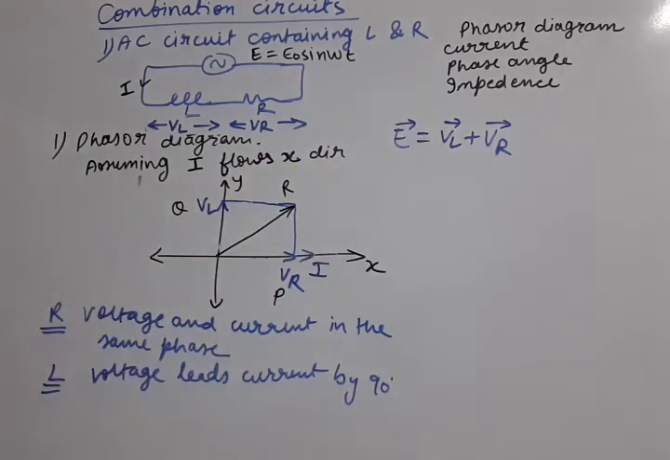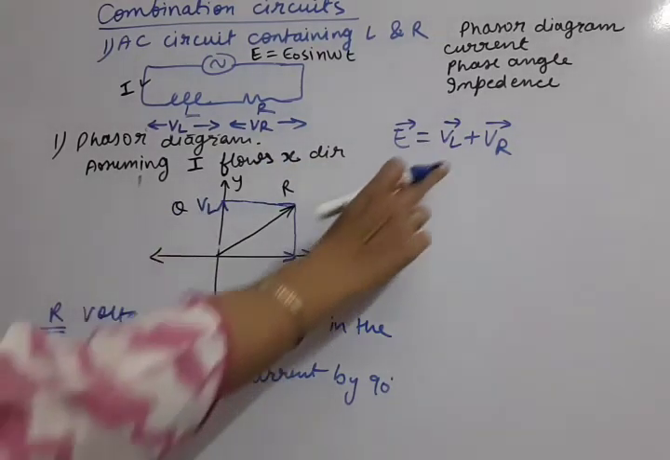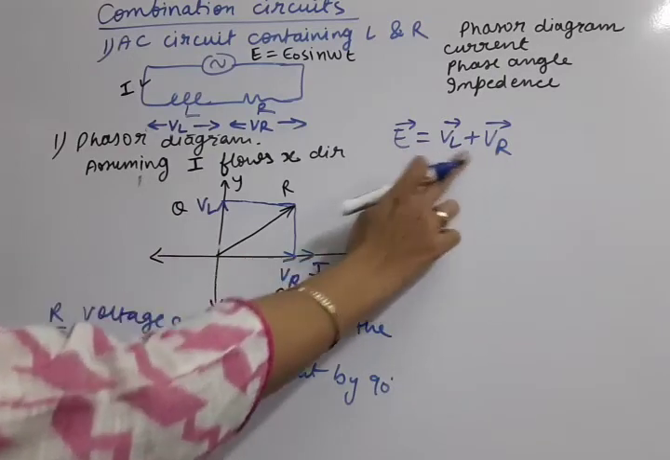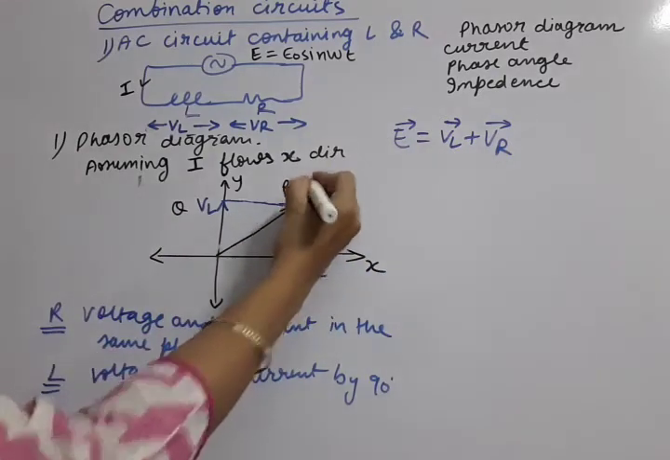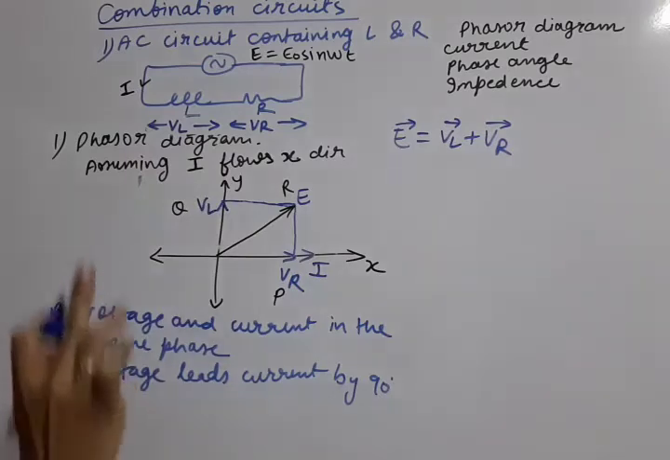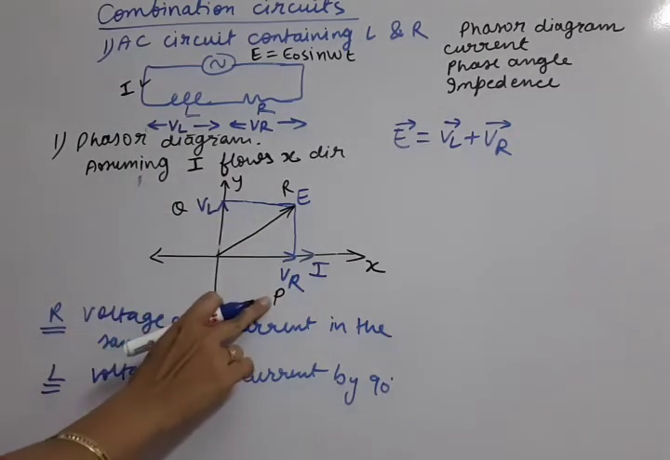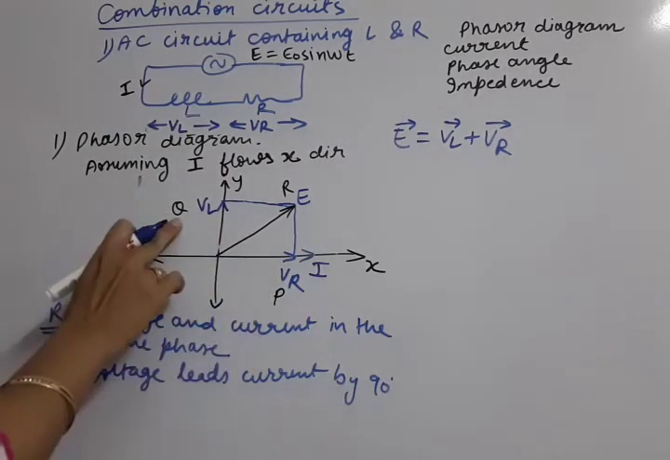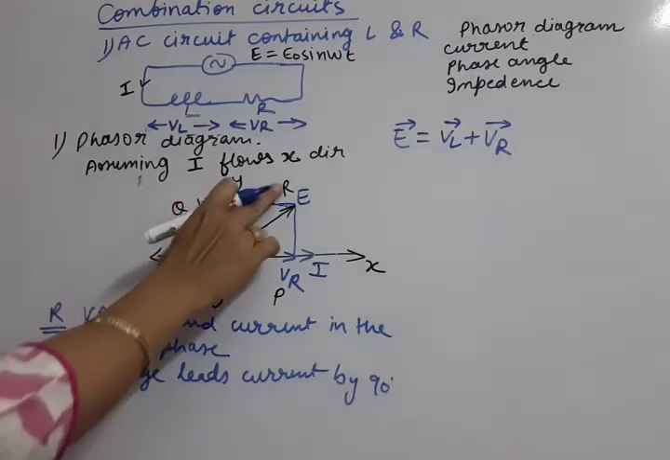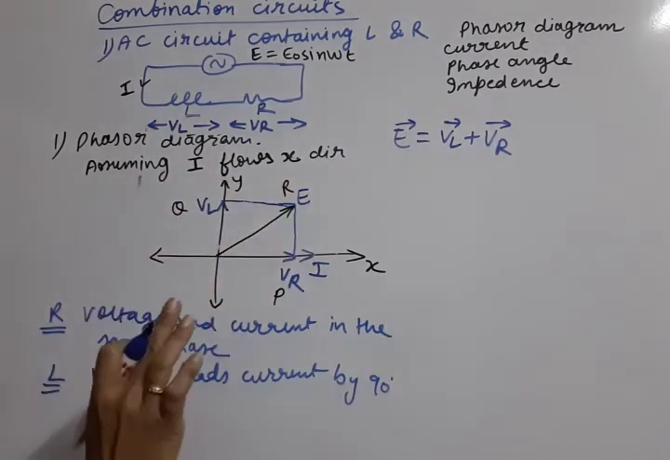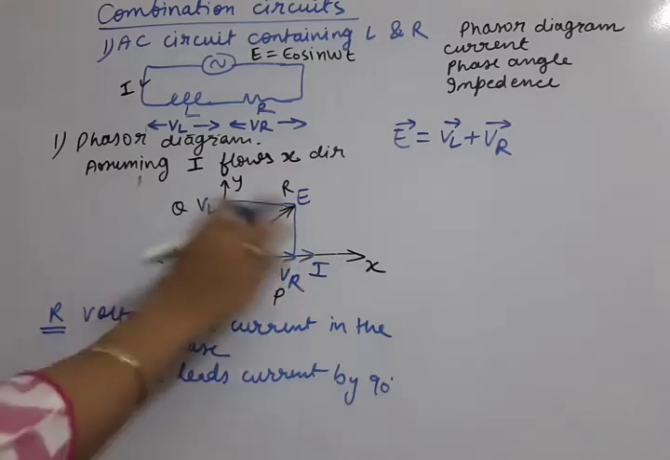Okay, and what is the resultant of VL and VR? We have just now written here, VL VR resultant is E. So our resultant is E. So let us name it. P vector is VR vector, Q vector is VL vector, and R vector is E vector. Okay, and this is the parallelogram.